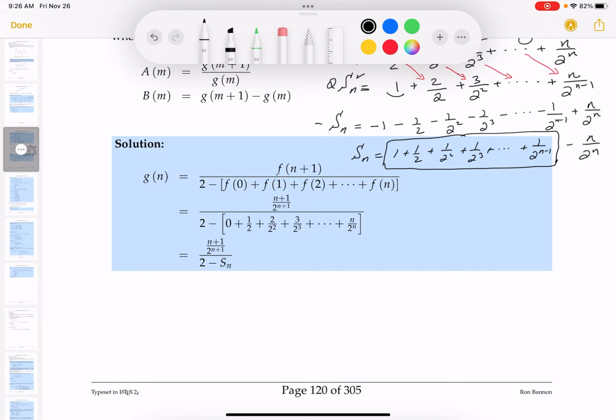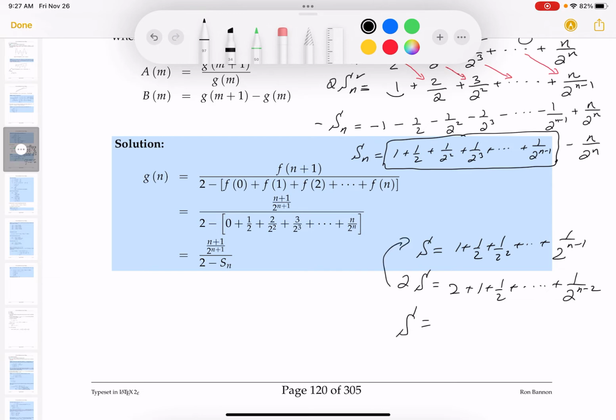Let me just call this thing, I'll call it just S in general, okay? And this is going to be 1 plus 1/2 plus 1 over 2 squared. And if you know the formula, that's fine, by the way. There's nothing wrong with knowing things. Multiply both sides by 2. Boy, this is familiar, isn't it? What do you get? 2 plus 1 plus 1/2 plus yada, yada, yada, 1 over 2 to the n minus 2. And if you did this thing, I'm going to subtract over here this way, by the way. This would give me S.